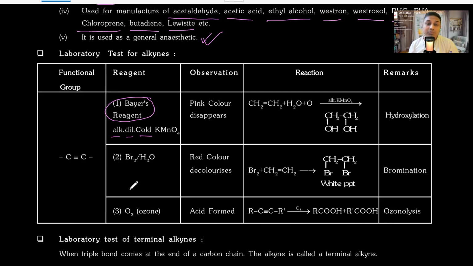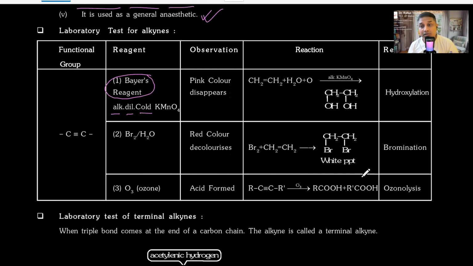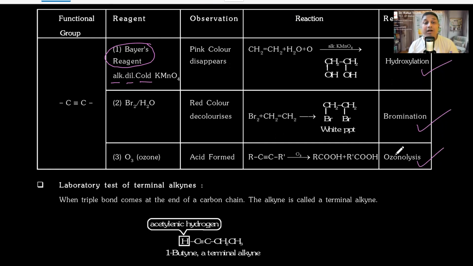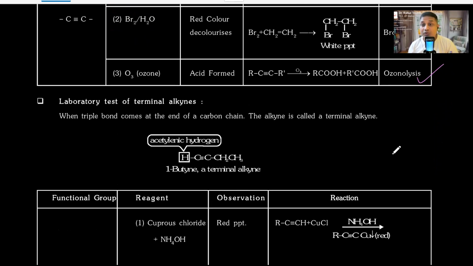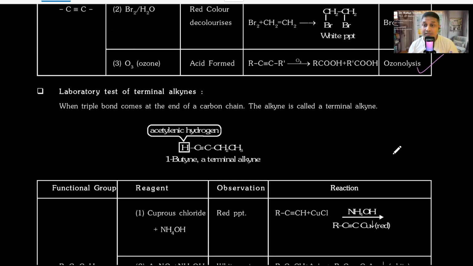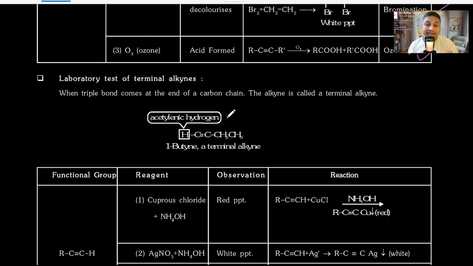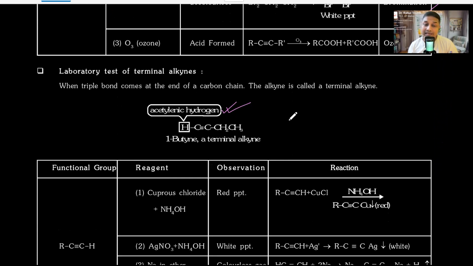Then bromine water also, the red color will decolorize because unsaturation is present. And similarly, ozone will behave here too. Acid formation will happen. Remember, we have seen all these things: hydroxylation, bromination, ozonolysis also. Good. Then apart from that, we also saw a laboratory test for terminal alkynes. Remember? Tollens reagent, ammoniacal cuprous chloride, all that. Acetylenic hydrogen is being detected, which you will find only in the case of terminal alkynes.